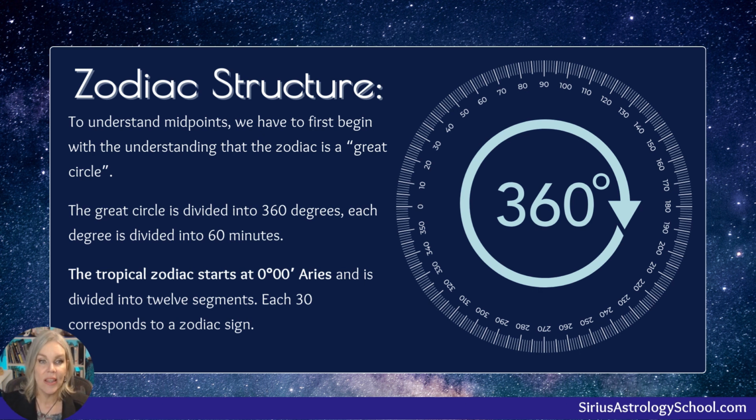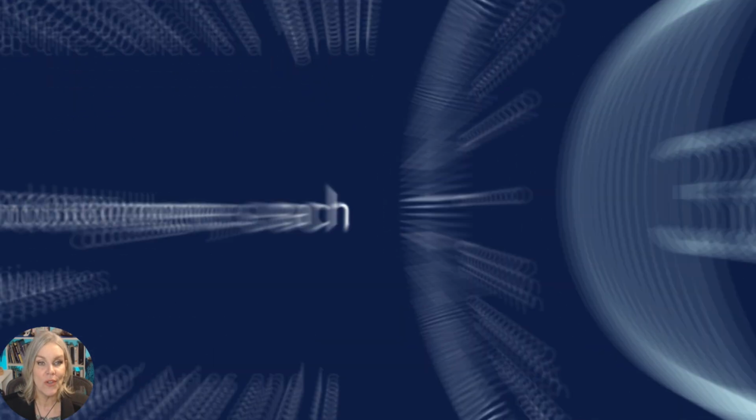And the zodiac is divided into 30-degree segments each. There's 12 of them, and each one of those 30-degree segments creates another zodiac sign. So as we know, the tropical zodiac starts at 0 degrees of Aries, which is the very first day of spring. And it goes on through the zodiac, Aries, Taurus, Gemini, Cancer, until we get from Pisces back to Aries, and then it goes again. That's an entire year. And that's how the tropical zodiac works.